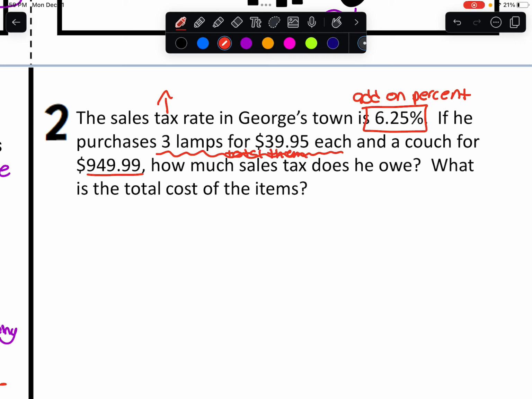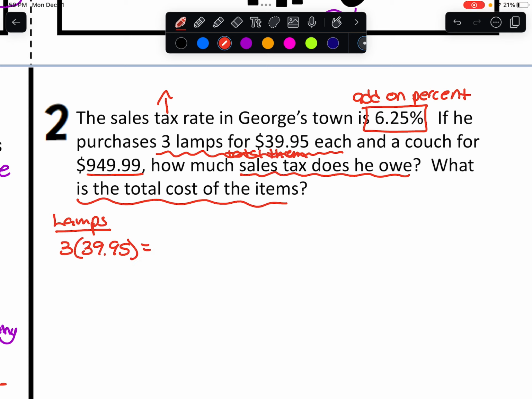And a couch for $949.99. How much sales tax does he owe? And what is the total cost of the items? Well, right away you should say, okay, 3 lamps. So the lamps are going to be 3 times $39.95, because we got 3 of them at that price, which is $119.85.